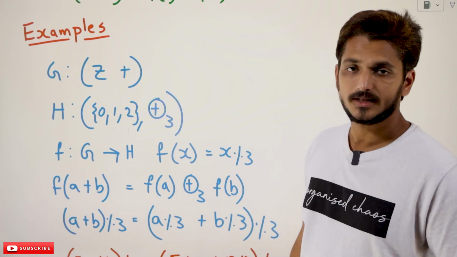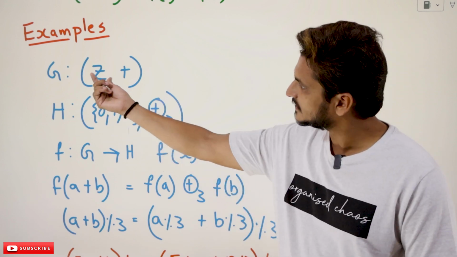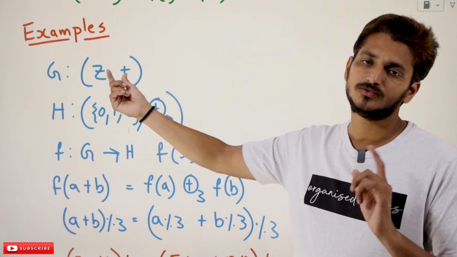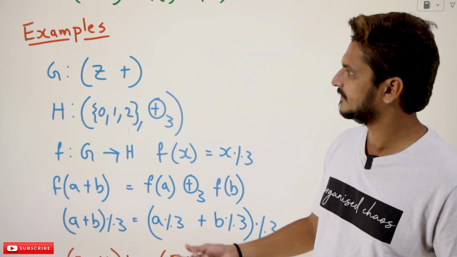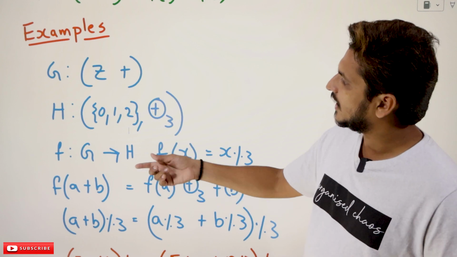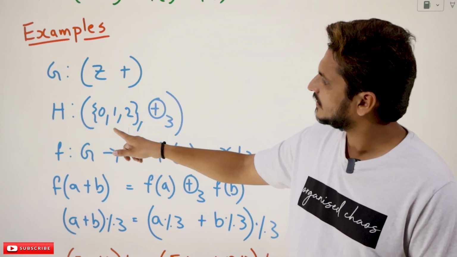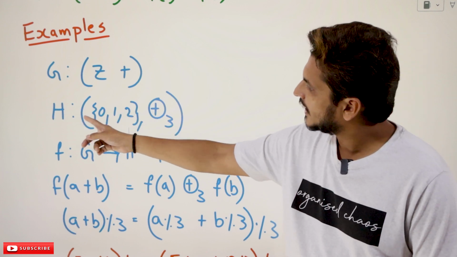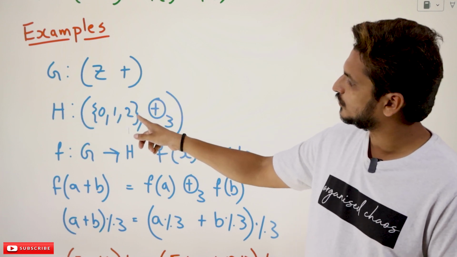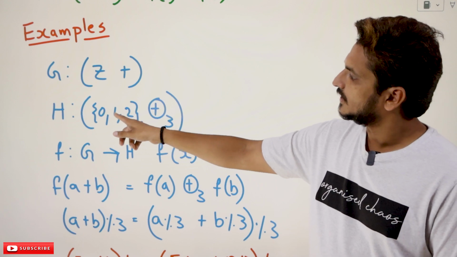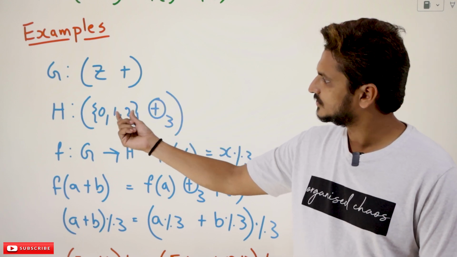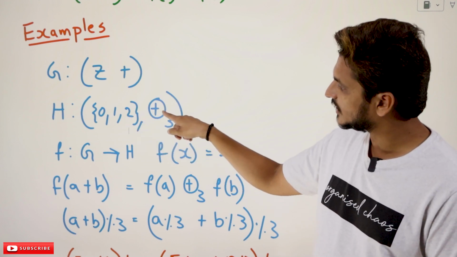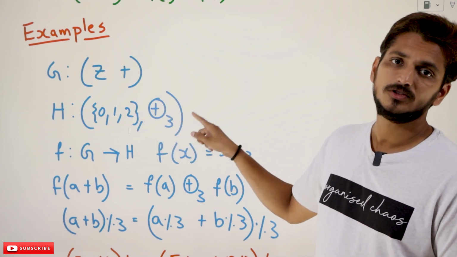H is a group that contains a set of elements. Here the set of elements in G is Z, meaning all the integer values from minus infinity to plus infinity. Now H is the set {0, 1, 2}, the set of elements that it contains is 0, 1, 2. And on this you are taking the operation addition modulo 3.